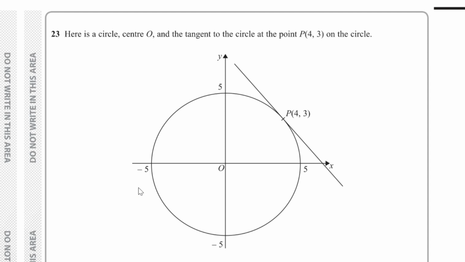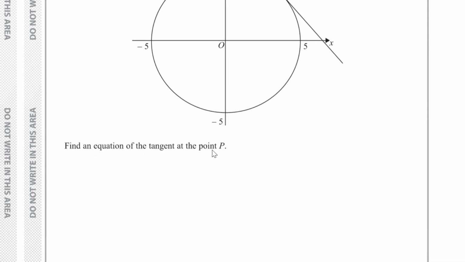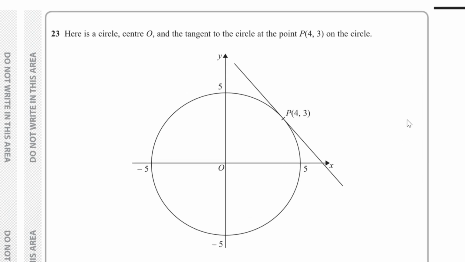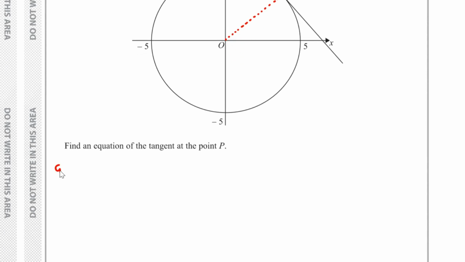Question 23. Here is a circle, centre O, and the tangent to the circle at the point 4, 3 is shown on the circle. For part A, we have to find an equation of the tangent at the point P. First of all we need to find the gradient of the tangent, but for us to do that we need the gradient of the radius. So here is our radius.